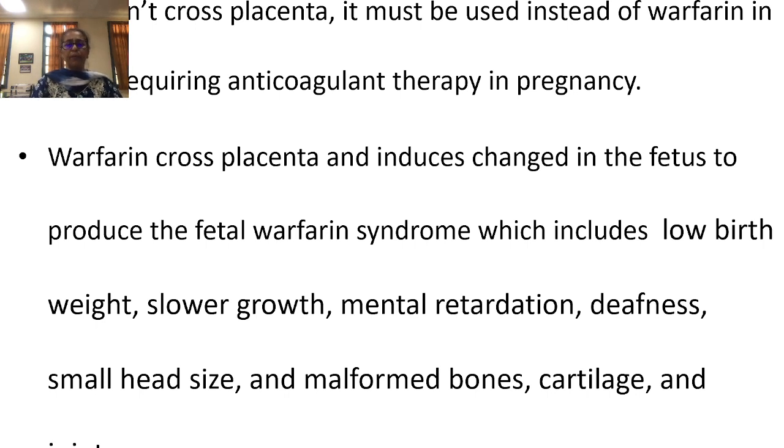Now, the role of heparin in pregnancy. Since heparin cannot cross the placenta, instead of warfarin, which is an oral anticoagulant, if in pregnancy the patient needs anticoagulation therapy, always prescribe heparin. Because if you prescribe warfarin, what will happen? It will cross the placenta and will affect the fetus, and in the fetus it causes fetal warfarin syndrome, which includes low birth weight, slower growth, mental retardation, deafness, small head size, and malformed bones, cartilage and joints.